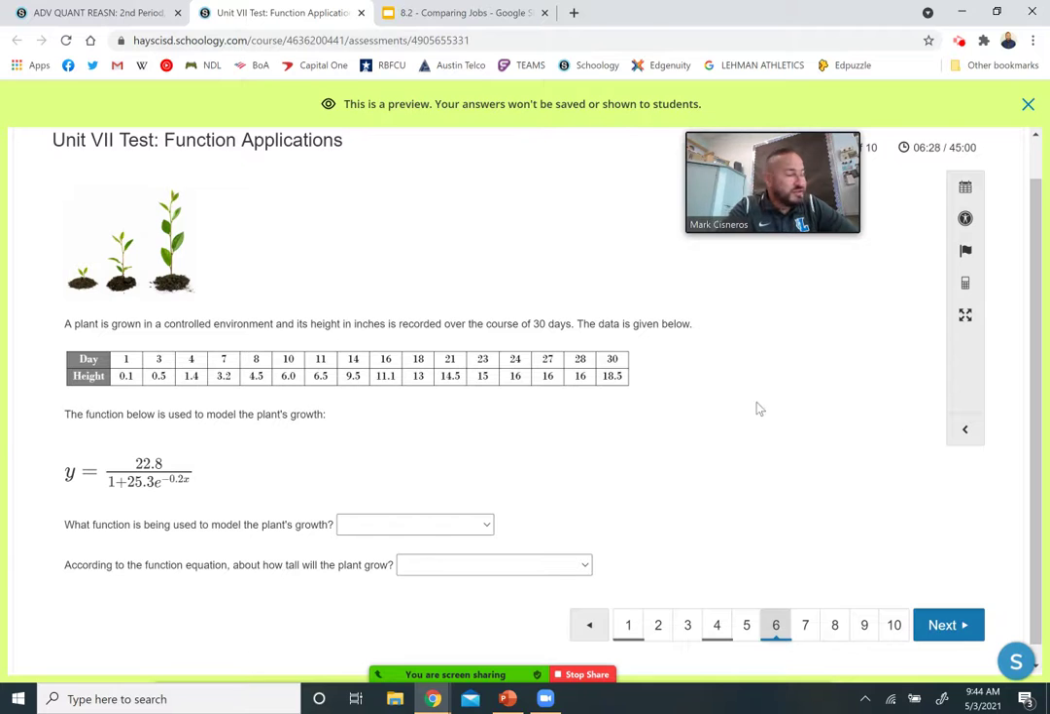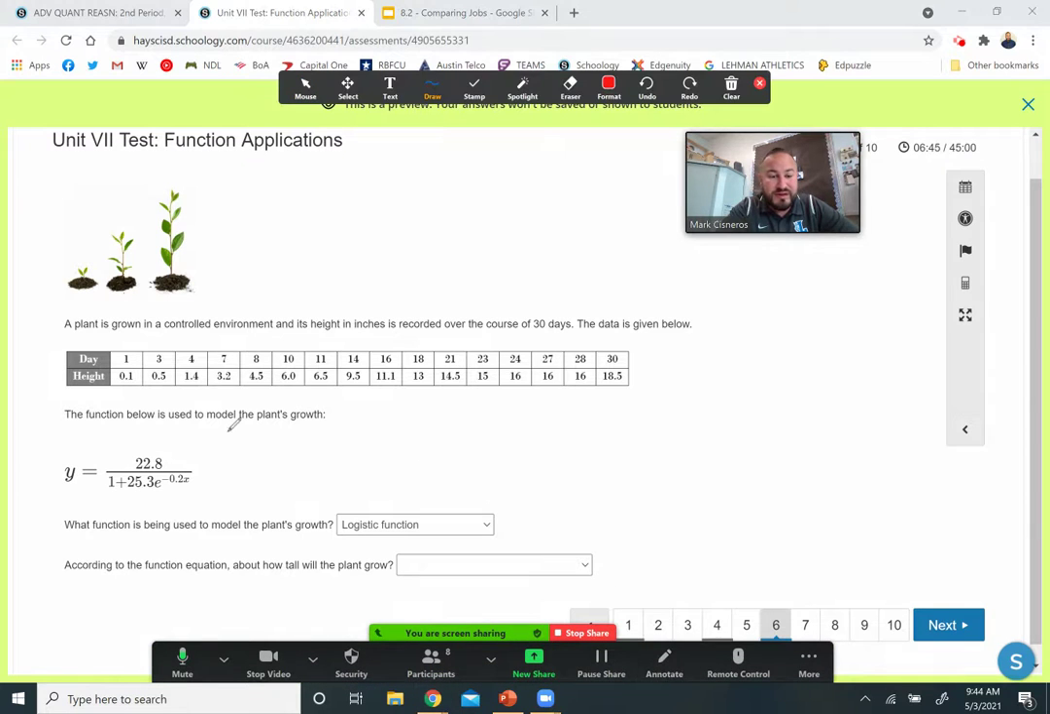The next question, you didn't have to do any math. I gave you a table, but I already gave you the equation that goes with that table. All you had to do is tell me what kind of function this is written out right here. This is a logistic function. And according to the equation, about how tall will the plant grow?